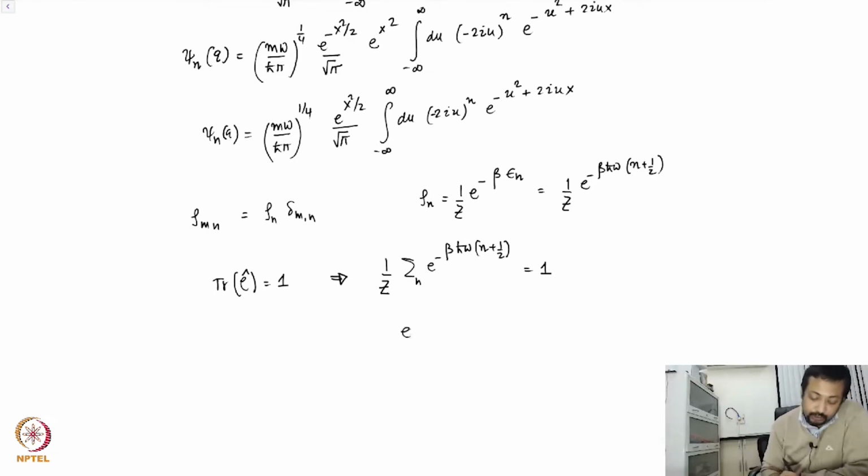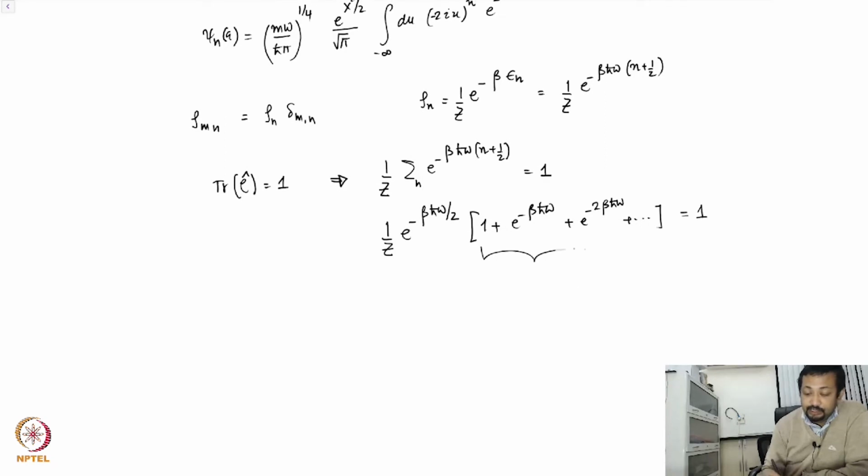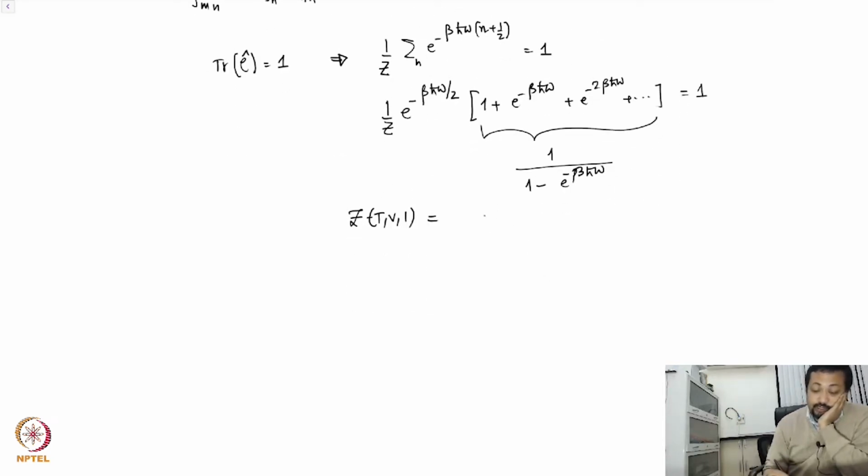So that you have e to the power minus beta h bar omega by 2, 1 over Z, and if you open the sum, then you will see you are going to have an infinite series, 1 plus e to the power minus beta h bar omega plus e to the power minus 2 beta h bar omega, higher order terms is going to be 1. This is simply a geometric series whose sum is 1 over 1 minus e to the power minus beta h bar omega. So that the partition function Z1 for a single harmonic oscillator is going to be e to the power minus beta h bar omega by 2 divided by 1 minus e to the power minus beta h bar omega.